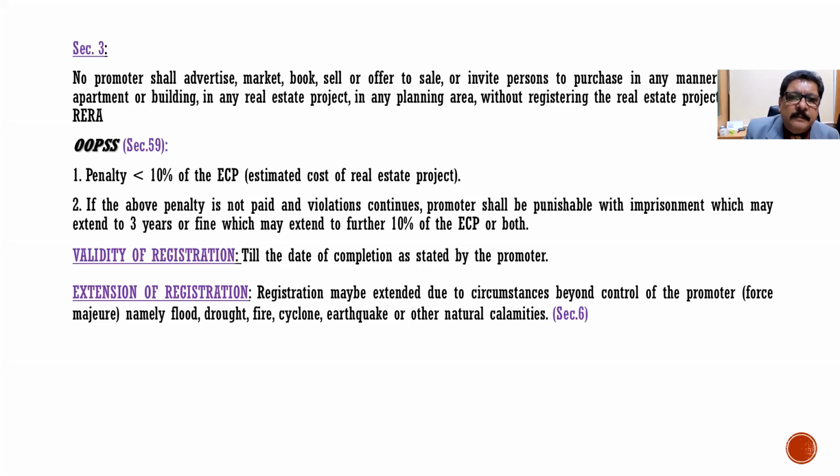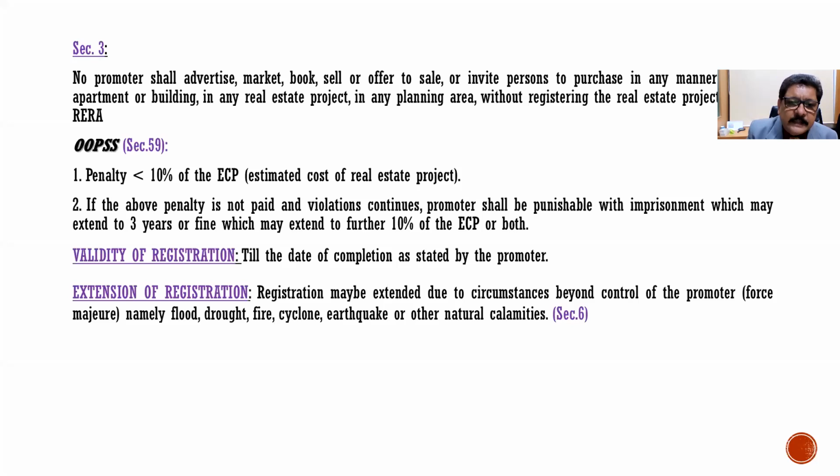No promoter shall advertise, market, book, sell or offer to sell or invite persons to purchase a flat, apartment or building in any real estate project in any planning area without registering the project in RERA. Oops, Section 59. The penalty will be from 0% to 10% of the estimated cost of the project. Now any project in Mumbai will cost somewhere from 200 crores to 10,000 crores. Just imagine if 5% penalty is levied on the cost of the project. 50% of his profit will go in paying the penalty. So this is a very good move by RERA and it is highly appreciated.